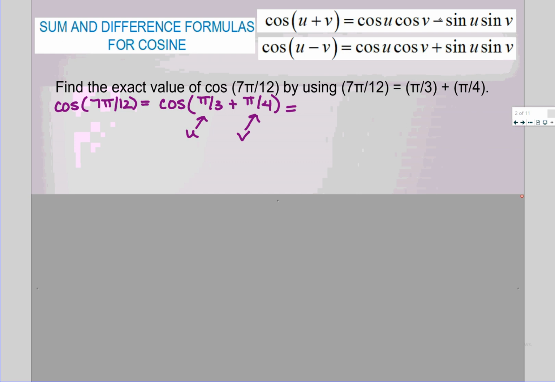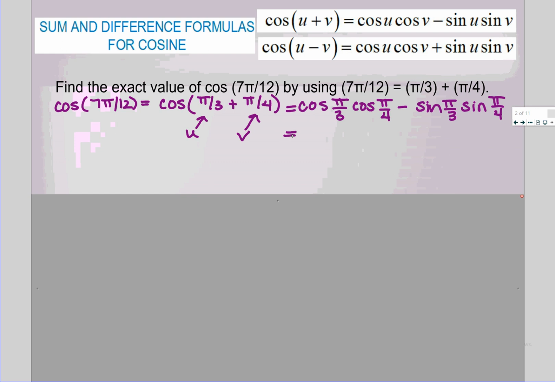All right, so because it's addition, I'm using the identity on the top. Everywhere I see a U, I'm going to plug in pi over 3. Everywhere I see a V, I'm going to plug in pi over 4. So that would look like cosine U, pi over 3, cosine V, pi over 4, minus sine U, which is pi over 3, sine V, which is pi over 4.